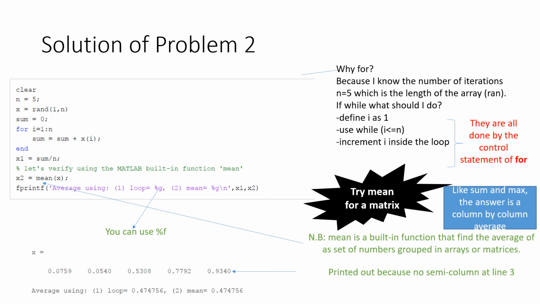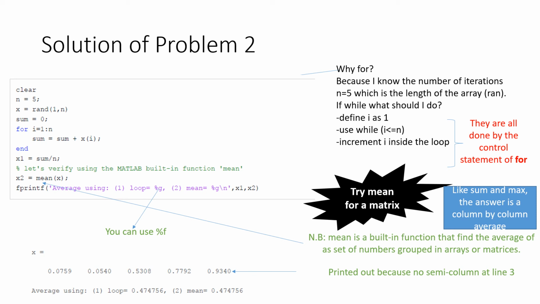And then of course I will sum them. Sum is equal to sum plus x of i. I cannot divide here by n, because if you divide by n inside the for loop, then this means, guys, that you are adding x of i and then dividing it by n, and then adding x of i and then dividing it by n, and you are dividing by n, n times. And this is not our case.